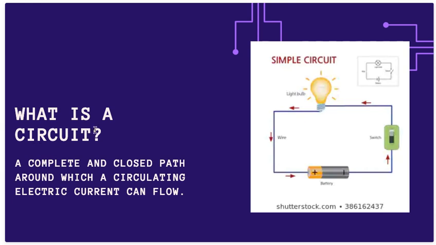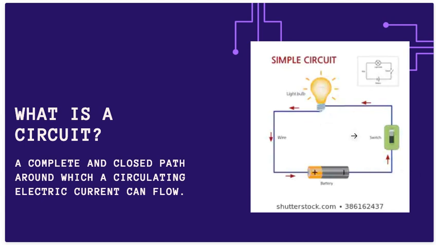What is a circuit? Now here I've got a picture of a simple circuit. We've got a battery, we've got a switch, we have a light bulb, very similar to the flashlight that we were having a look at last week. A complete and closed path around which a circulating electric current can flow. So it has to be closed, it has to be complete. If one of these wires was disconnected, our circuit would cease to work.